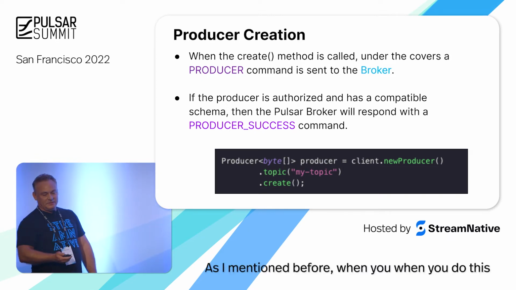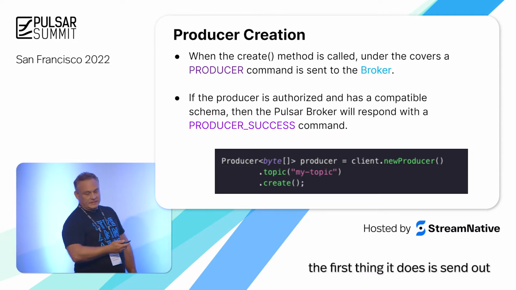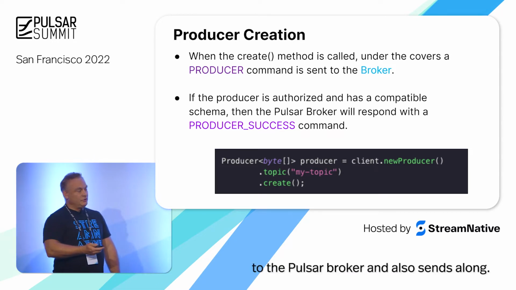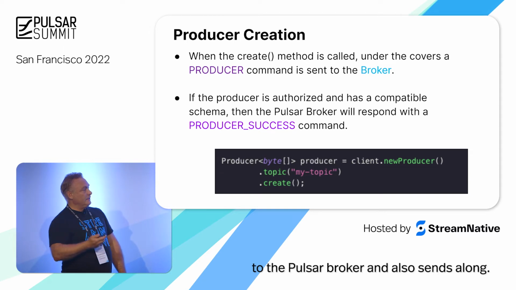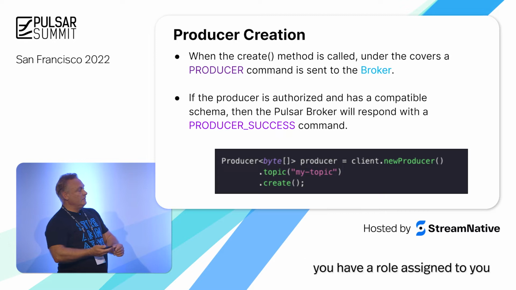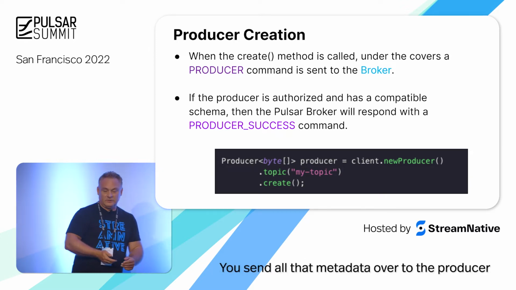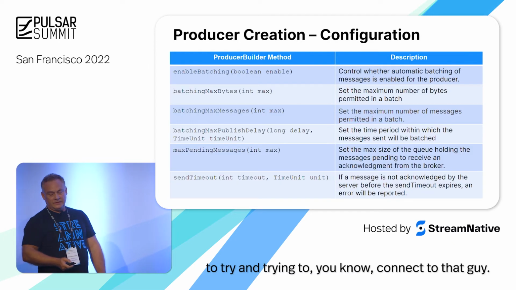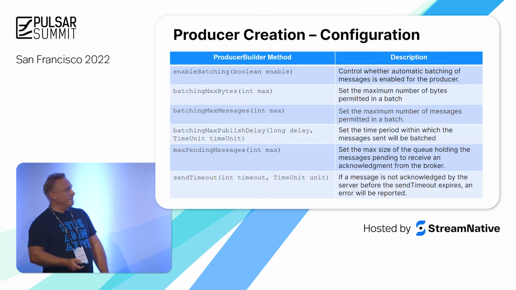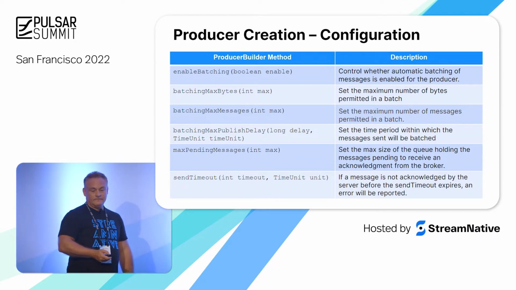But under the covers, as I mentioned before, when you call this create method, the first thing it does is send out that producer command to the Pulsar broker, and also sends along, at this point you're authenticated, you have a role assigned to you, and you also have a schema assigned to you. You send all that metadata over to the broker, trying to connect the producer. And if everything's successful, you get a producer success command back.